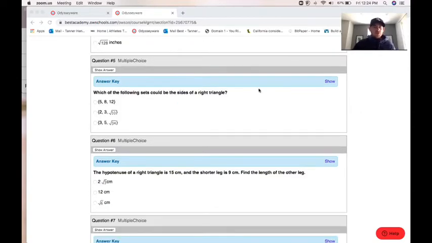Number 5 says, which of the following sets could be the sides of a right triangle? So for a right triangle, when you do a squared plus b squared, they have to equal c squared. So if I finish with 14 equals 14, perfect, that could be a right triangle. If I finish with like 5 equals 25, that doesn't work, and it's not a right triangle.